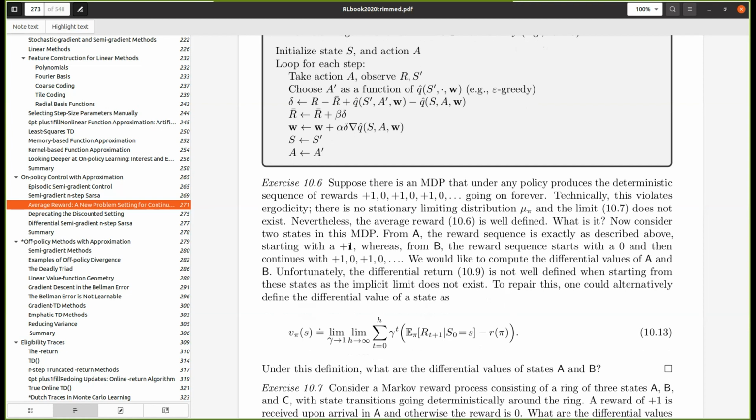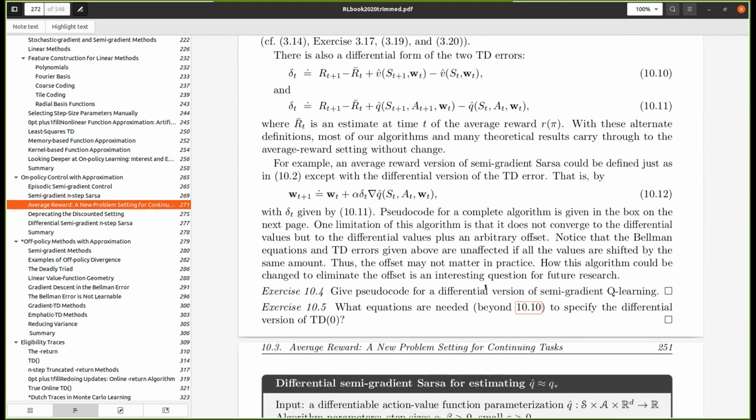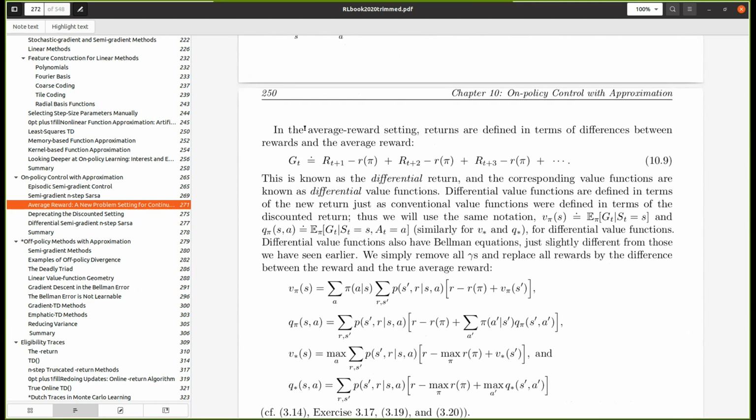Now let's consider two states in this Markov decision process. We can start at state A and B, and the sequence is the same, but when we start at state A, we start from positive one, and in case of state B, we start with zero. So we want to compute differential values of these states, and equation 10.9, which is here, doesn't work in this case. We will not have a concrete value for this expression, because we have an alternating sum, and with each time step we add either a one or zero, so it does not converge to some concrete value.